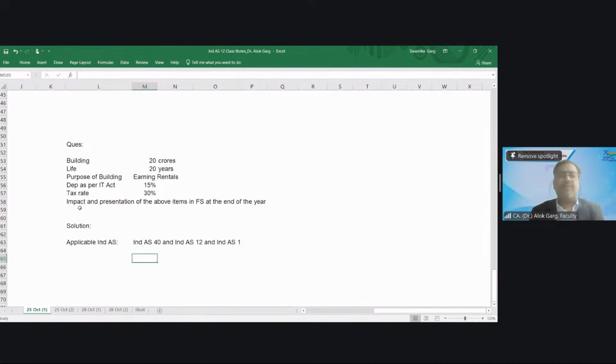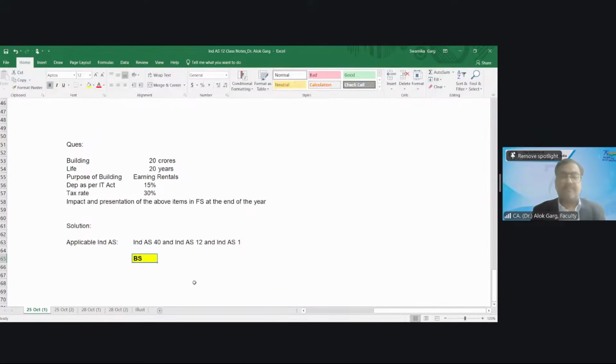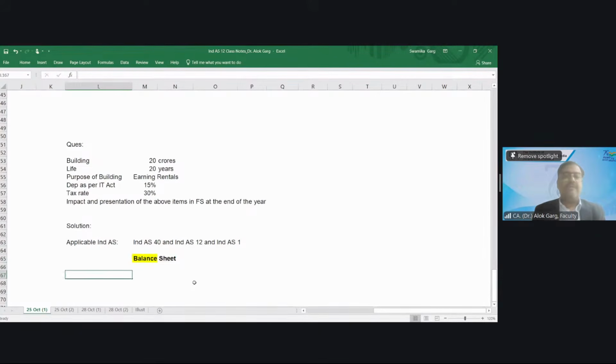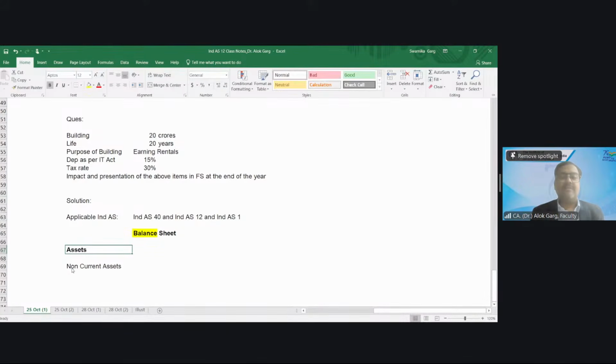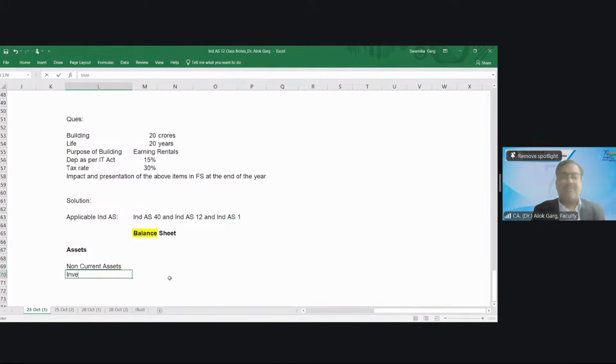In this case, first of all, we will prepare a balance sheet. In the balance sheet, first the asset side, assets, then non-current assets. After non-current assets, current assets. Then DTA, non-current DTL, and then investment property. What is the value of the investment property?